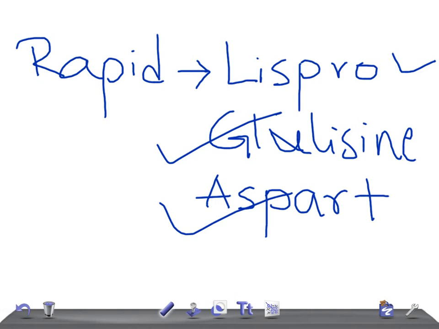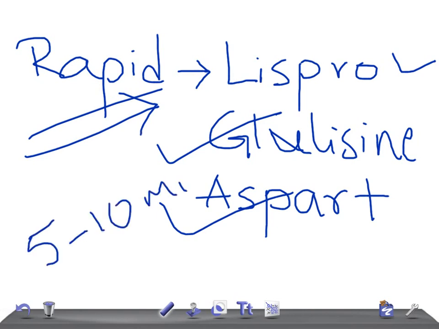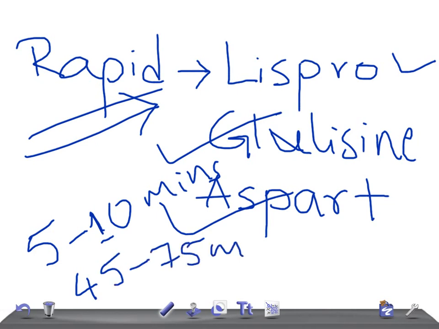The peculiarity of these insulins is that they are absorbed more quickly and have a rapid onset of action. As I said before, this is rapid acting, so they act very fast. It starts its action in 5 to 10 minutes. Really very important. Then it reaches a peak at about 45 to 75 minutes.